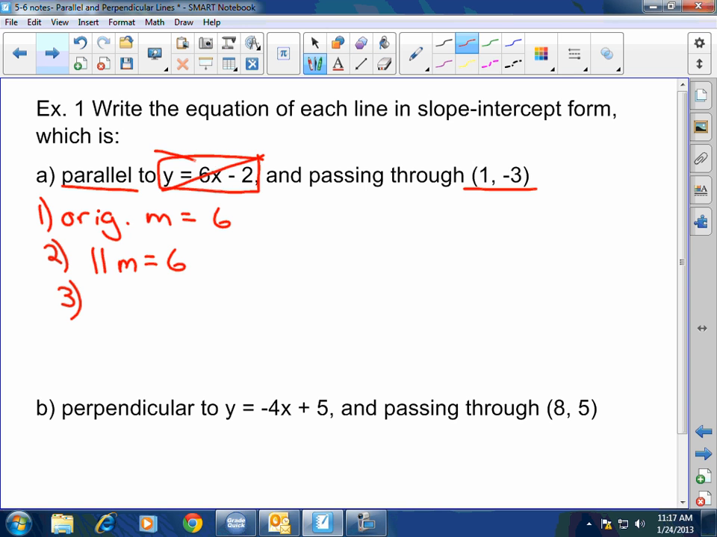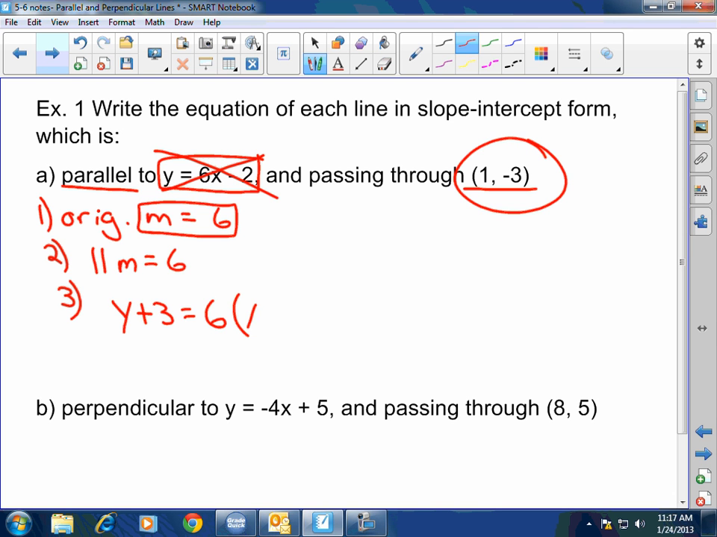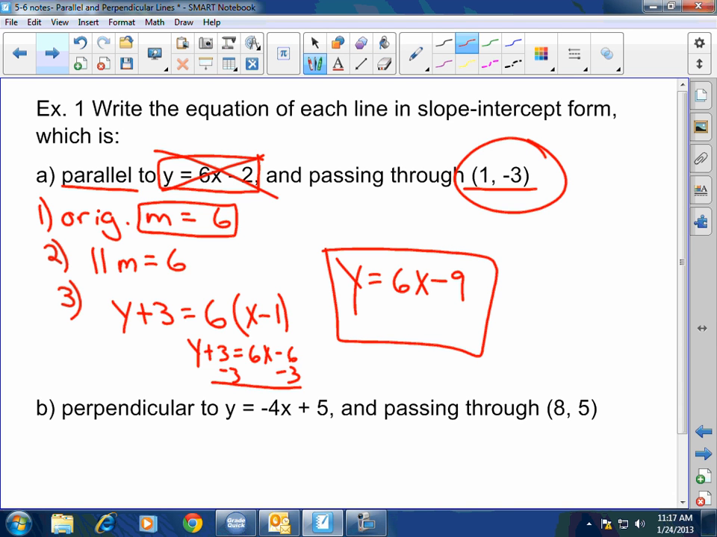Now step 3, guys. This equation, that's it. We don't need to use it anymore. The only thing I needed from the original equation was the original slope. I don't care anything else about that. You with me? Now, y minus y1 equals the parallel slope, which is 6, because I already clearly noted it, times x minus 1. Now solve for y. y plus 3 equals 6x minus 6. Subtract 3 from both sides. So my new parallel equation is y equals 6x minus 9. Same slope, different y-intercept.